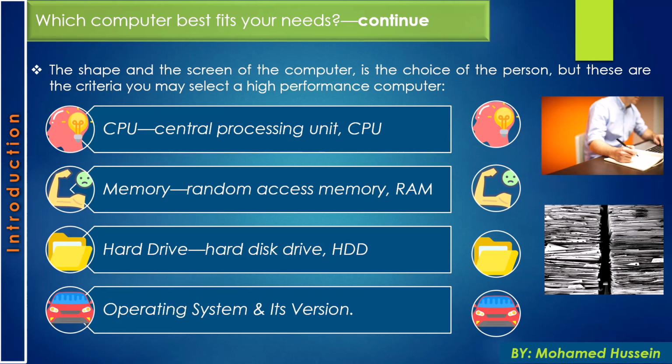And that's what happens if you are using an older version of the operating system. And these are the main parts that play a big role in the performance of your computer: the CPU, which stands for Central Processing Unit, the memory, which stands for Random Access Memory, RAM, and the hard drive, hard disk drive, HDD.